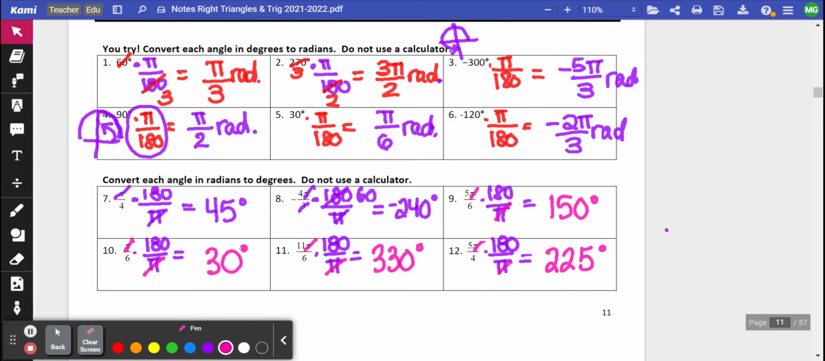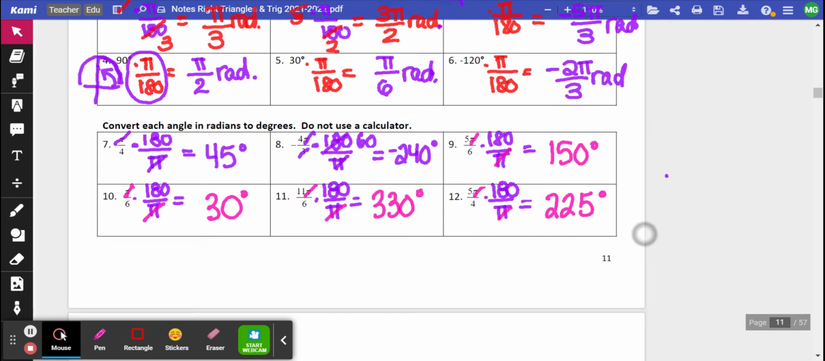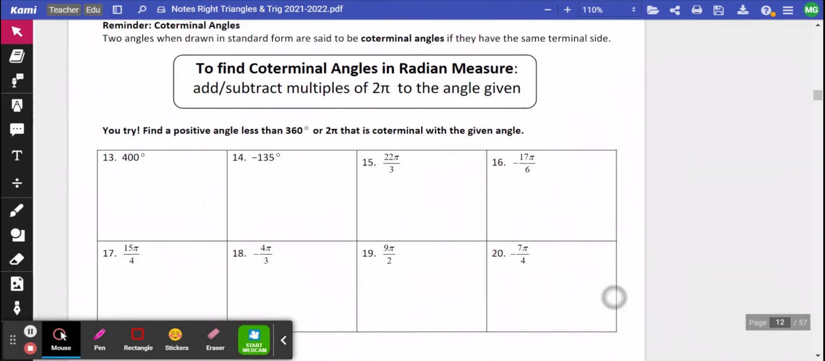Okay, let's take a look at these answers. Hopefully you did okay. I didn't cross everything out and do the reducing, but I hope that you did because it'll definitely make the calculations easier, especially if you're not going to have a calculator. Okay, so let's move on to the next page.